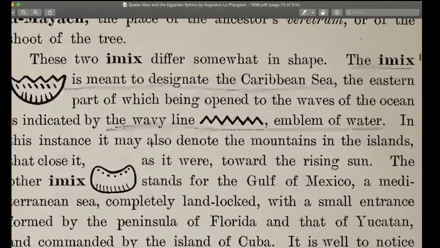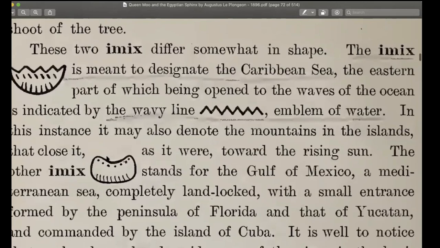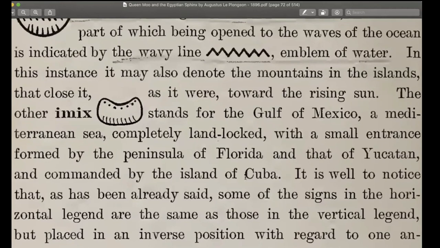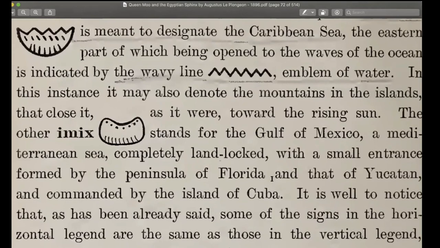In this instance, it may also denote the mountains and the islands that close it, as it were, toward the rising sun. The other emics stands for the Gulf of Mexico, a Mediterranean Sea, completely landlocked, a Mediterranean Sea, the real one, with a small entrance formed by the peninsula of Florida and that of Yucatan, and commanded by the island of Cuba. So you see, he's breaking down the glyph that shows the whole Caribbean Sea in Mexico and the lands of the Maya. And he's letting you know that the Gulf of Mexico was actually like a landlocked sea, like the Mediterranean.